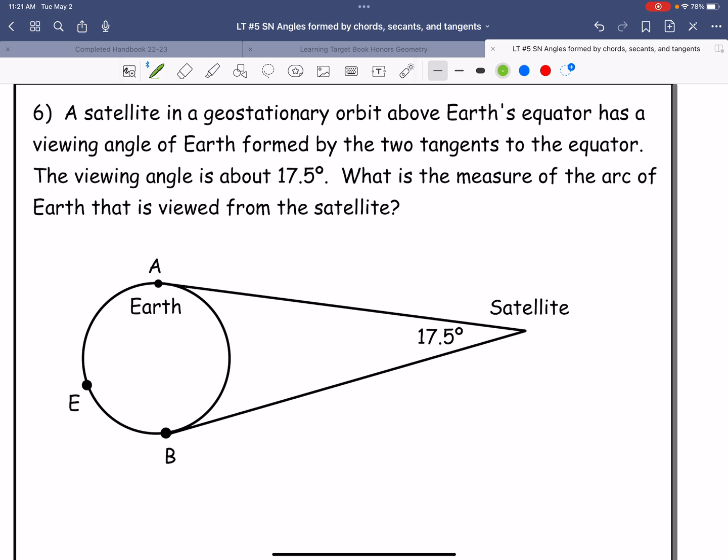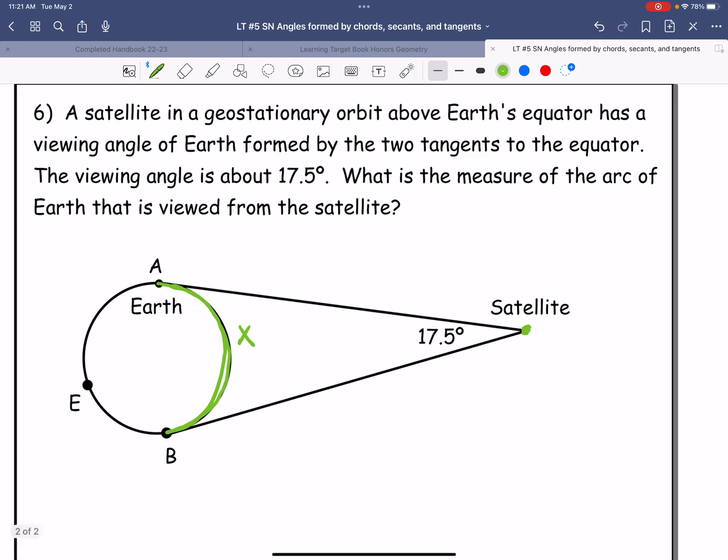A satellite is in orbit. It's intersecting obviously outside the Earth. It has a viewing angle of 17.5. What is the measure of the arc? What we're trying to find is this arc, how much of the Earth can be viewed. So I'm going to write that as x. And because this is a full circle, the outside is going to be the blue part. And I can't introduce another variable, or else this will be a hard equation to solve with 2 variables, 1 equation. So instead, I'm going to write the other side in terms of this variable. I know that it's 360 degrees all the way around, so this would be 360 subtract x.